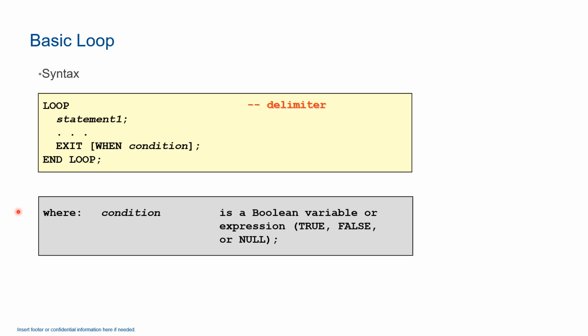It is a delimiter. It is statements. This is an exit statement, and again a delimiter. So loop and end loop are delimiters. This is a statement. This is an exit statement.